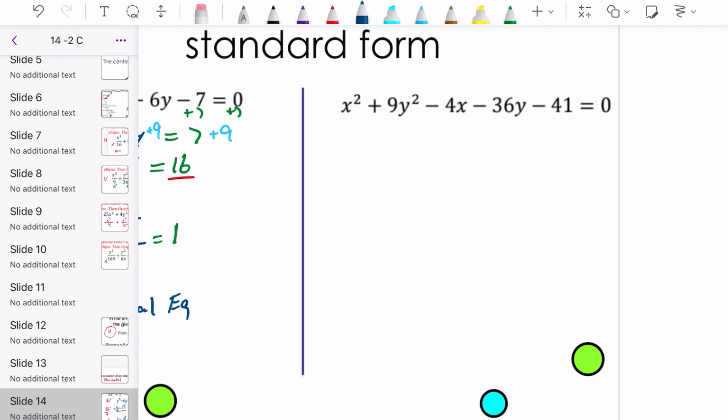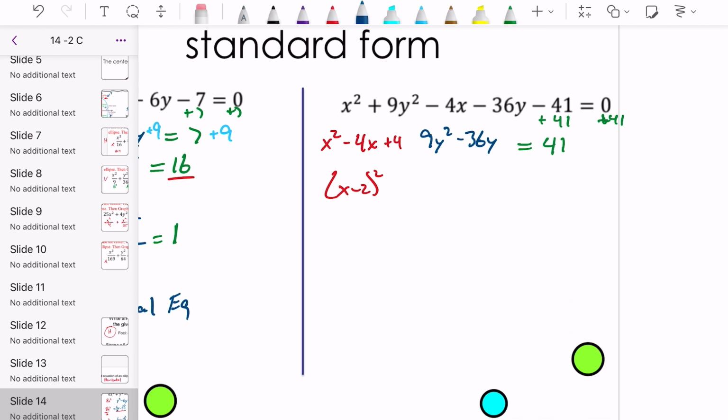Let's go ahead and take a look at the next problem. We're going to do the same thing, separate our x's and y's. Here we have x squared minus 4x. We have 9y squared minus 36y. And we're going to add 41 to both sides. We need to find our completing the squares. 4 divided by 2 is 2. Squared would be 4. So we would have x minus 2 squared.